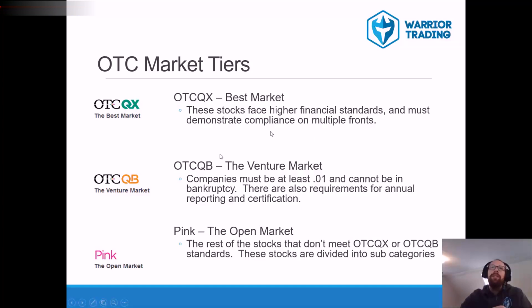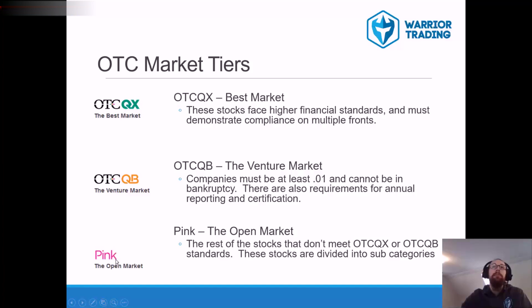And then you have the OTC QB market, the venture market. These companies have to be at least 1 penny per share, and they cannot be in bankruptcy. All right. They're also required to submit annual reports to show some financial transparency.